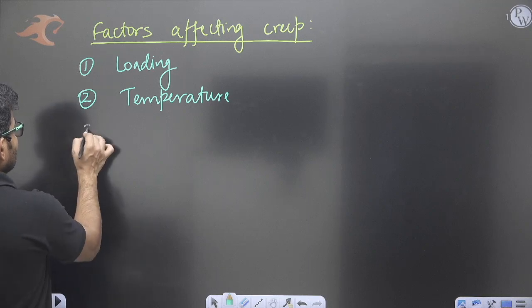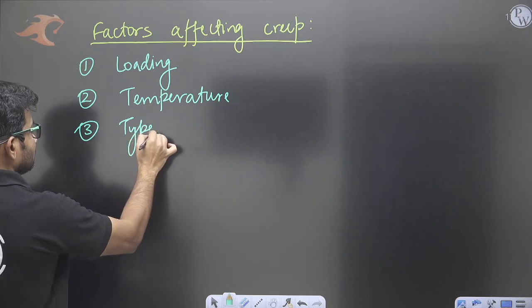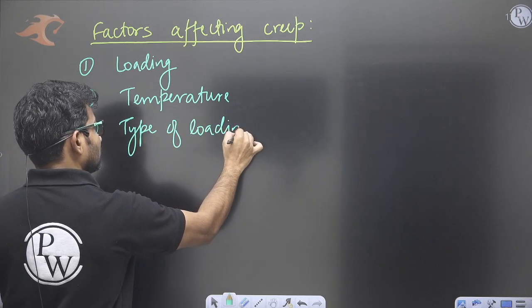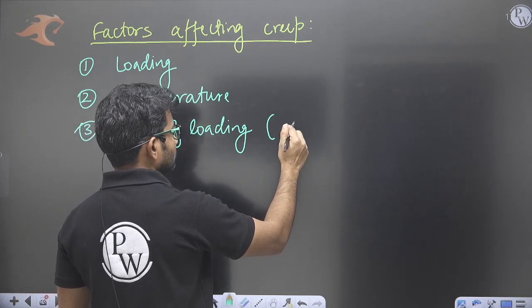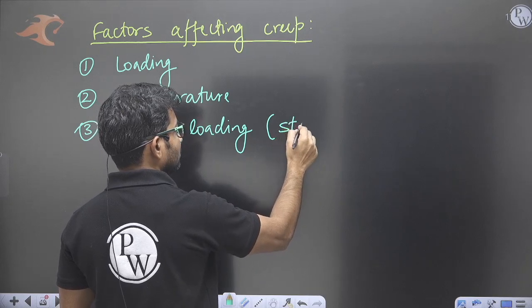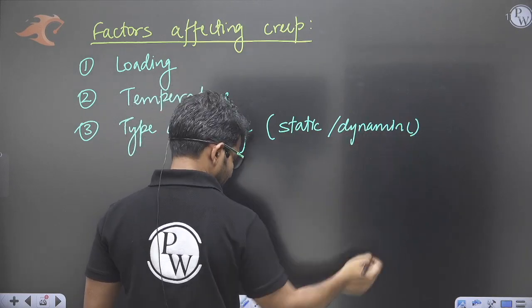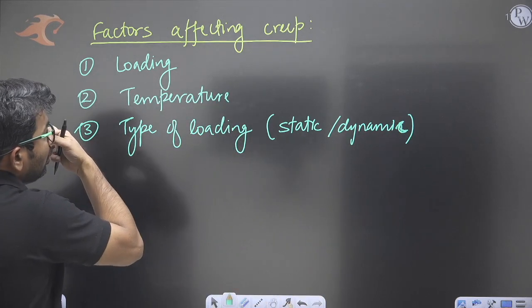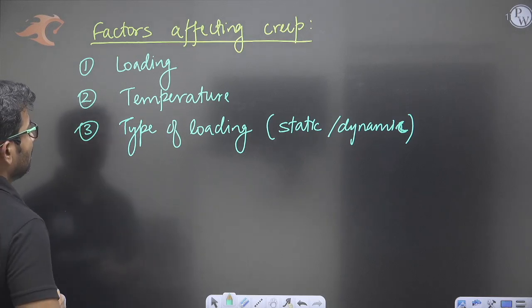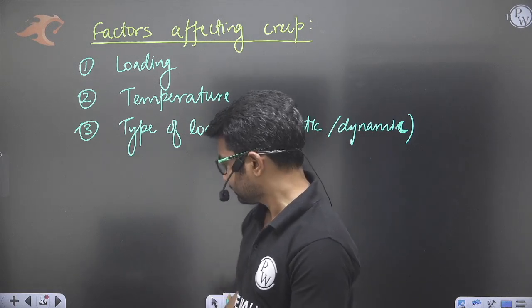Then it will also depend on the type of loading, that is, static or dynamic, whether the loading is coming again and again or it is static. So the creep strain, the ultimate creep strain, depends on all these factors. Let's move on to the next topic, relaxation.